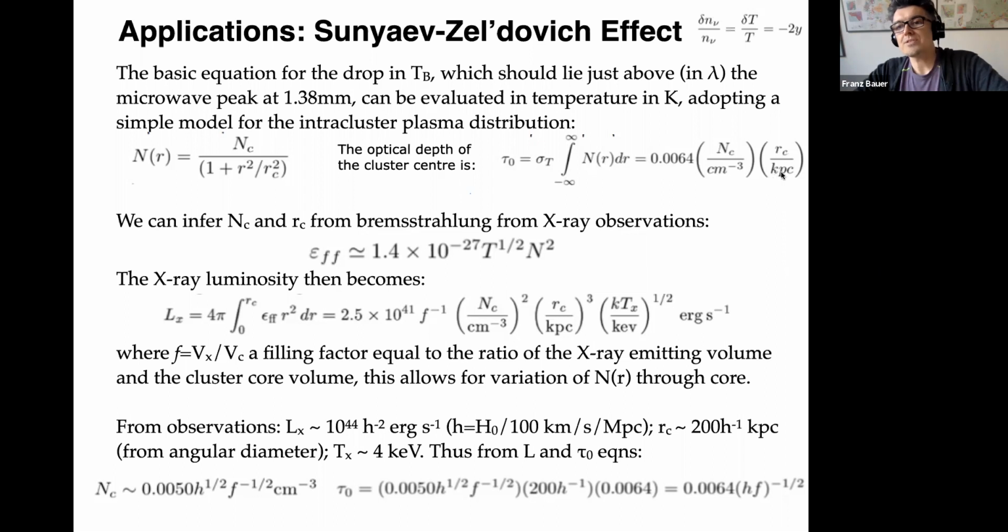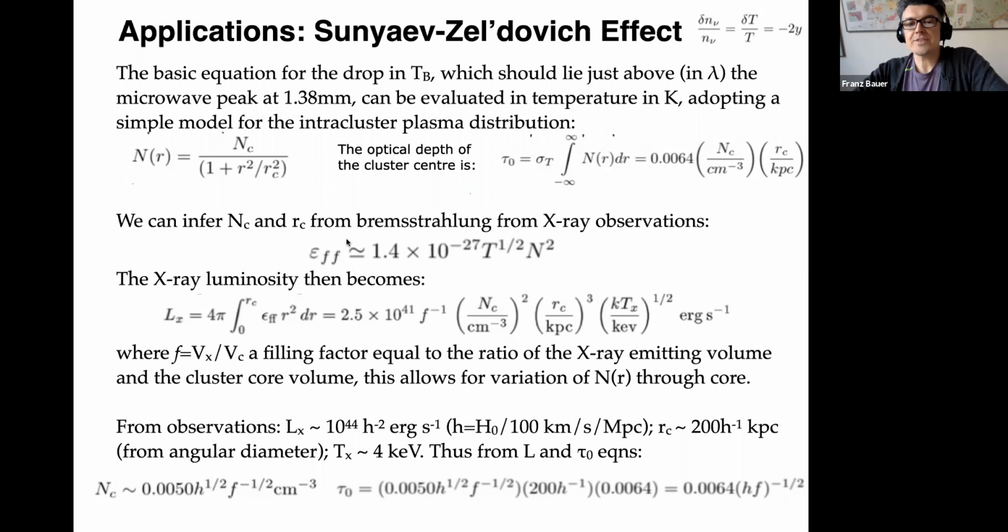And so you have some cluster radius, which is some defining radius, not half light, but half of the mass of the cluster, or 90% of the mass somewhere is going to be here, and some central number density, and then some factor, and that's going to give you tau, assuming that the cluster is spherically symmetric. And so we can then infer this number density and this radius from Bremsstrahlung observations from X-ray, right?